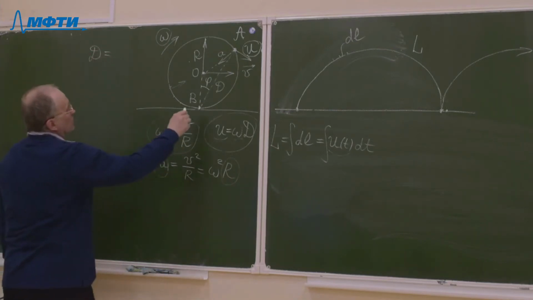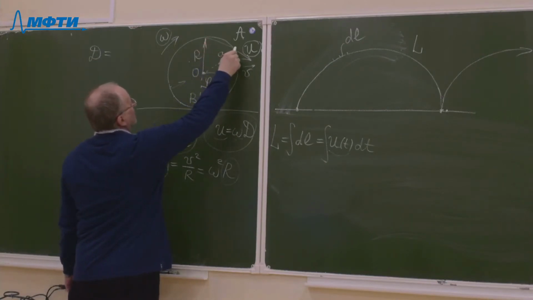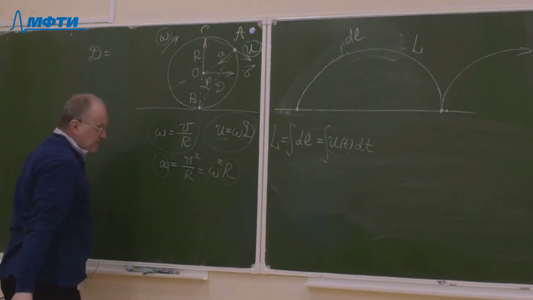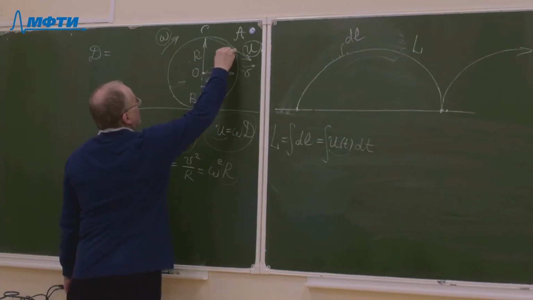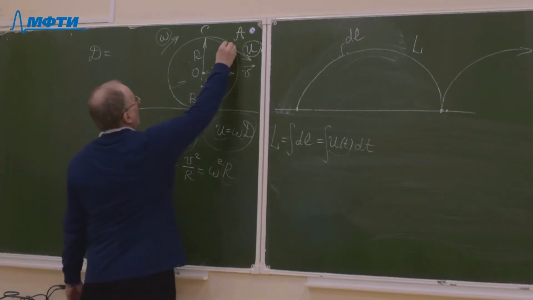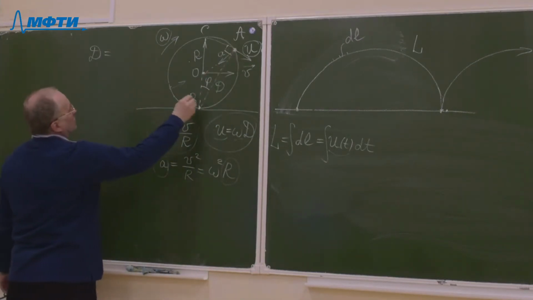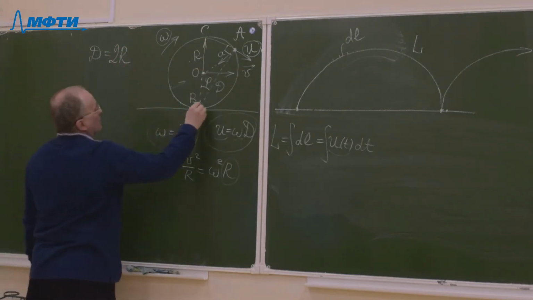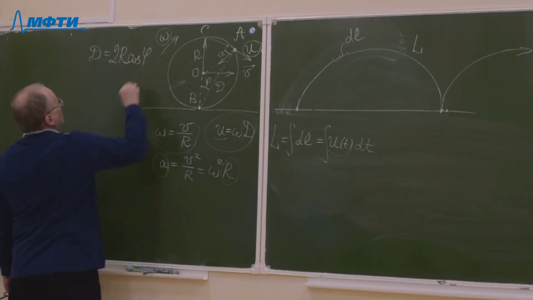d will be equal to, if I consider this triangle ABC, for example, then this triangle will be a right triangle because this angle will be pi over 2. And therefore, the distance d will be equal to the hypotenuse, which is 2r, the diameter of the circle, times cosine phi.